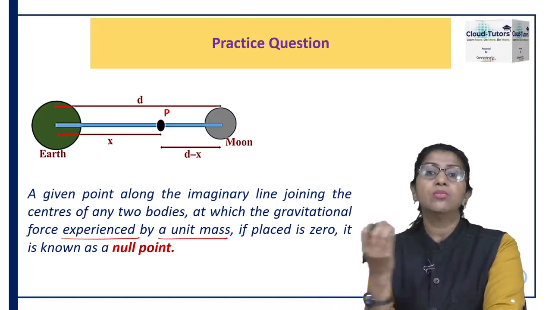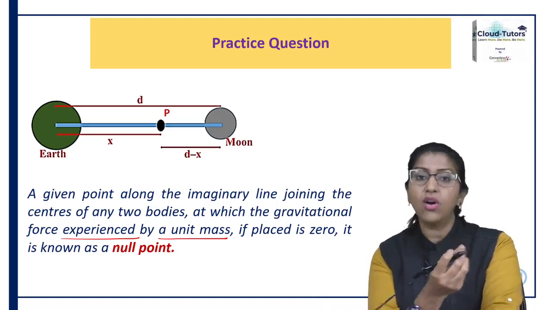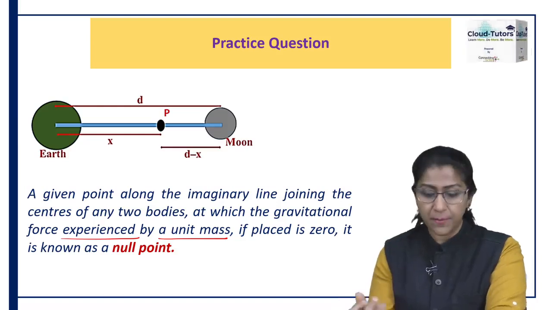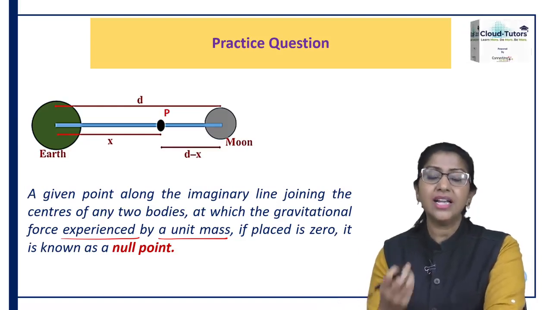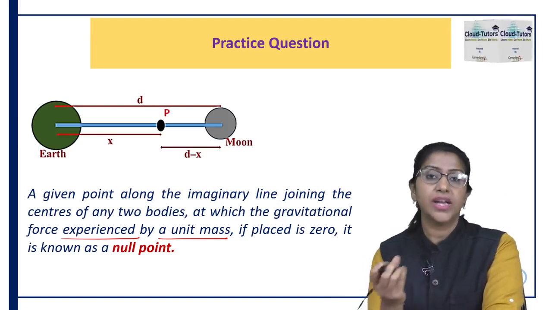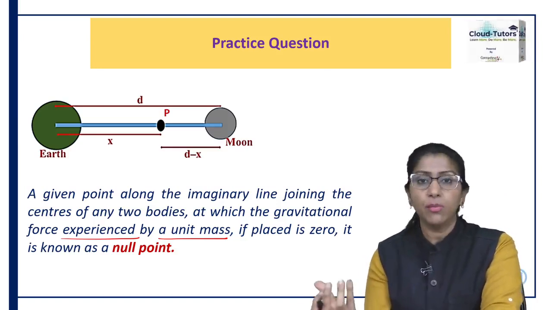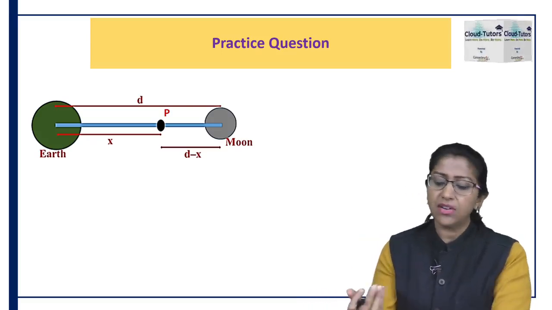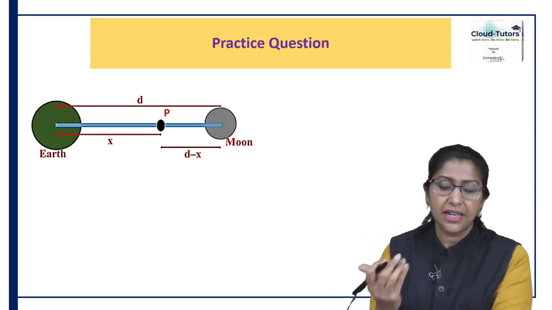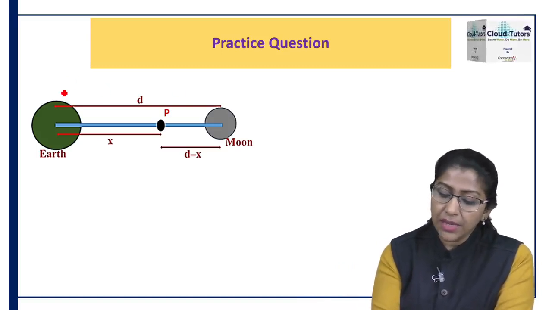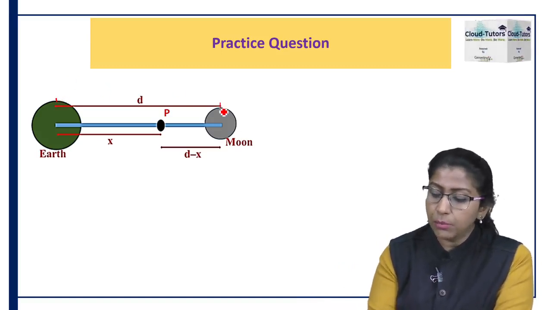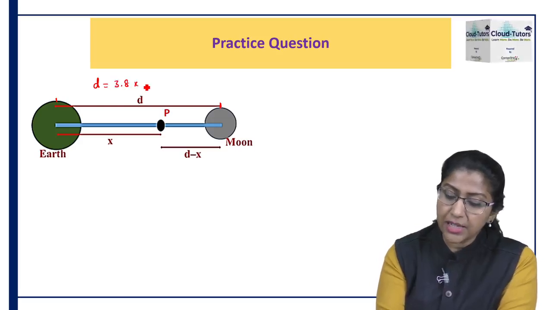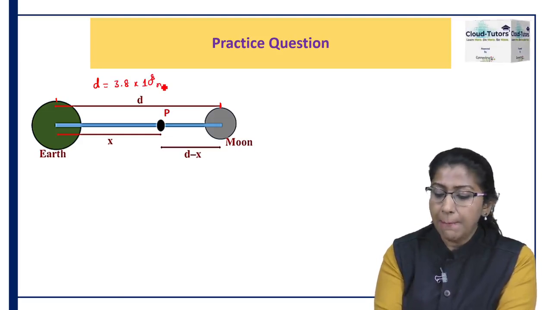Such a point between two masses, along the line joining the centers of these two masses, is called the null point. Now our job is to calculate the distance of this point from either Earth or Moon. It can be done either way, but it is always easier to calculate the smaller distance. We know that the distance between our Earth and the Moon, that is this D, is equal to 3.8 into 10 raised to 8 meters.